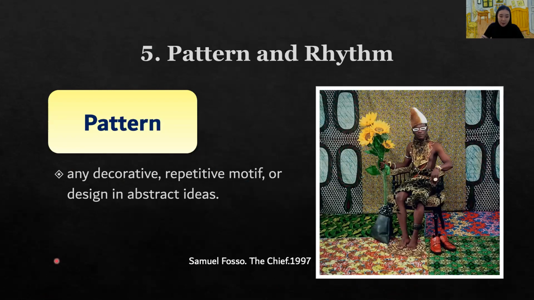All right, so let's move on to pattern and rhythm. So the pattern, we saw pattern when you learned the 7 visual elements of art, right? As you know, the pattern is any decorative, repetitive motif or design in abstract ideas. So let's see it closer.